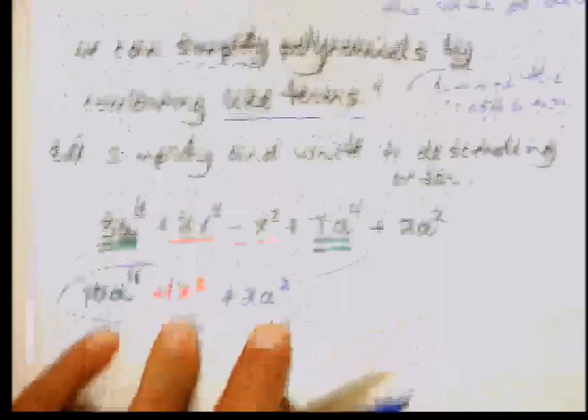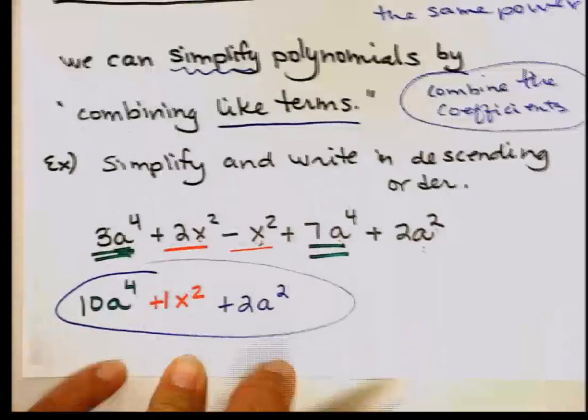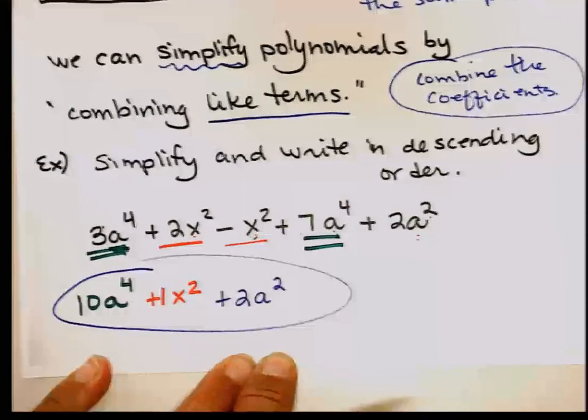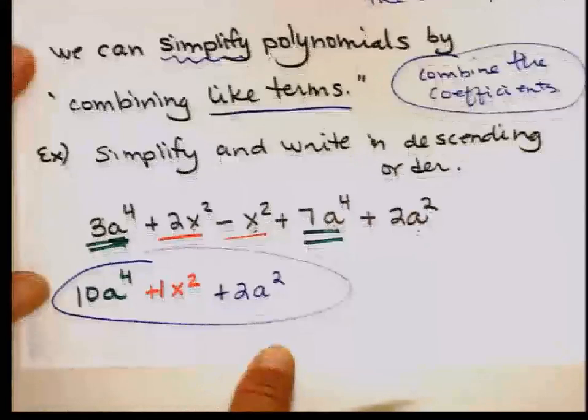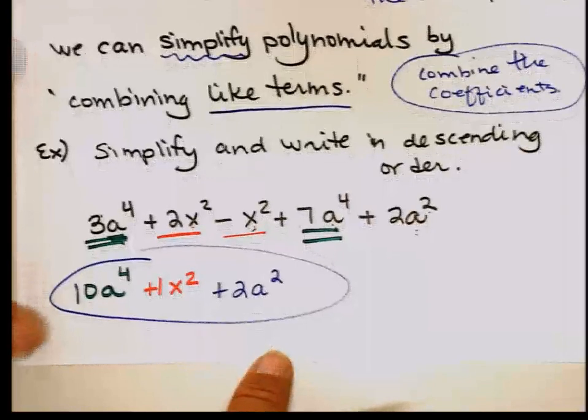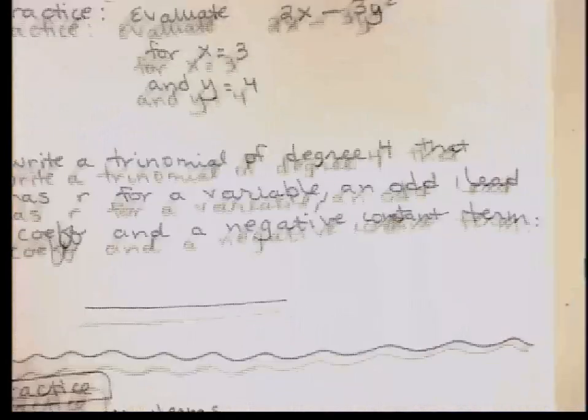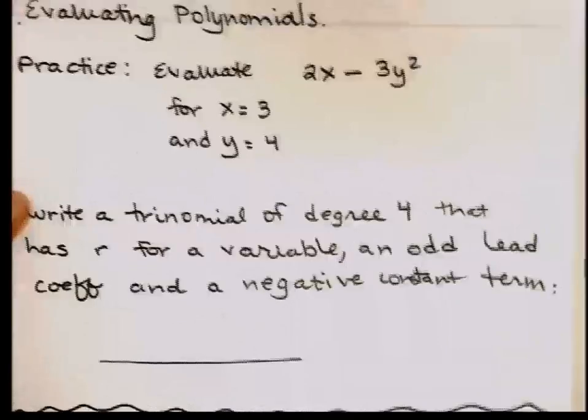So like terms: same letter, same power. They both have to be the same for us to add or subtract, which is essentially what combining like terms is. We're just adding and subtracting the coefficients. So that's one of the main things that we'll do with polynomials. The other key thing that we'll do is evaluate them.